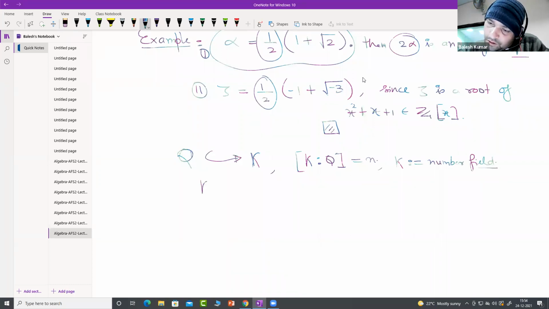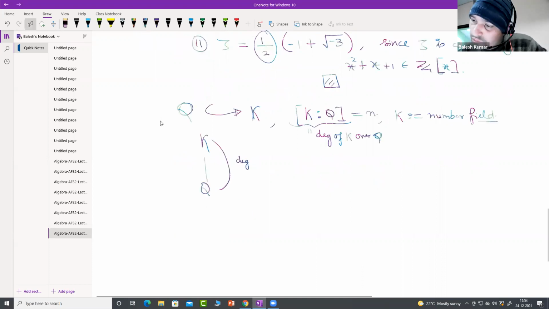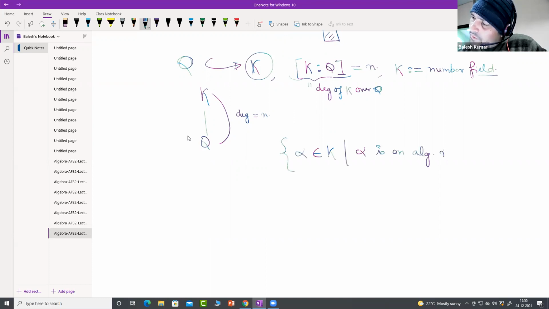And so if k over q is a number field whose dimension, or degree, of k over q is n, this is known as the degree of the field k over q. So it is an extension field of the field of rational numbers, and the degree here is n. Then what one does is look at a certain collection: all those numbers alpha from k such that alpha is an algebraic integer.